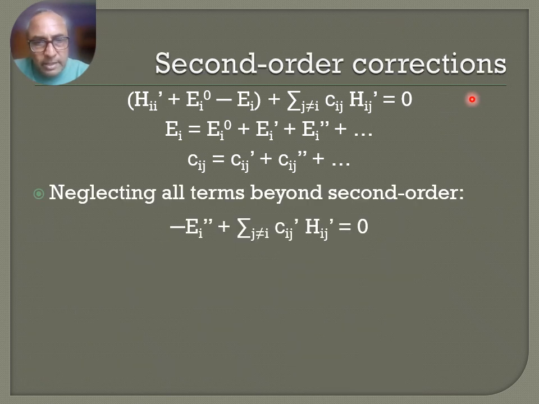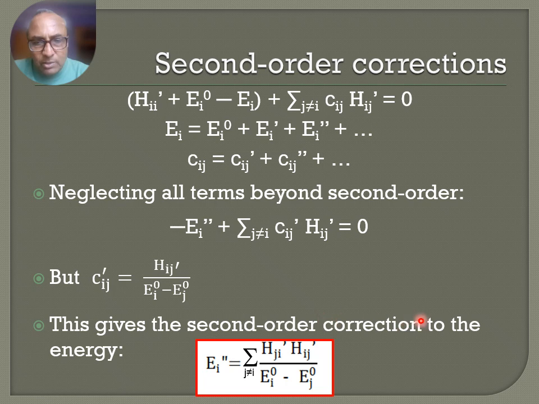To get the second order corrections, we use the first order expressions and neglect all terms beyond second order to give minus E_i double dash plus sigma over j not equal to i of C_ij dash H_ij dash is equal to 0. But we have shown that C_ij dash is equal to H_ij dash divided by (E_i^0 minus E_j^0). So putting that expression for C_ij dash in here gives the second order correction to the energy as E_i double dash is equal to sigma over j not equal to i of H_ji dash times H_ij dash divided by (E_i^0 minus E_j^0).